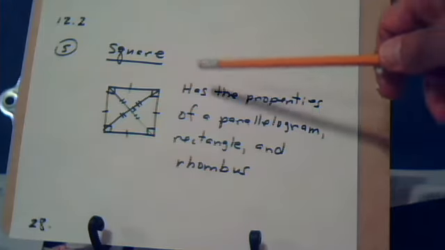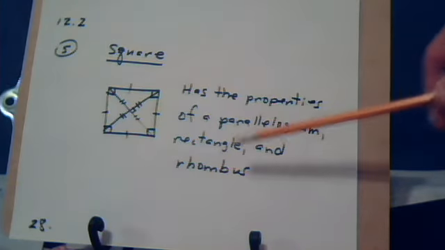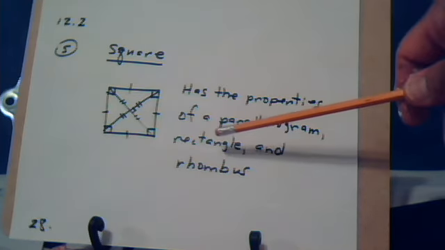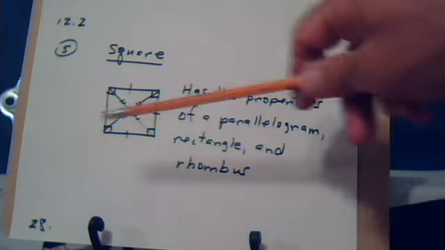For a square, well, it has the properties of parallelogram, rectangle, and rhombus. So what we said about those diagonals, parallelogram, rectangle, and rhombus, what we said about those diagonals, the square has all those qualities.